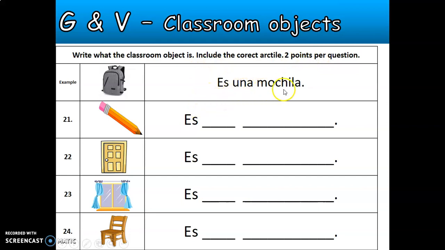Alright, so es una mochila. So here is where you will get your grammar point. This is where you'll get your vocabulary point. Pretty much like that. That's why it's grammar/vocabulary. Okay. These may be on the test. These may be the ones on the test. They may not be. So be sure to look up the rest of the classroom objects.